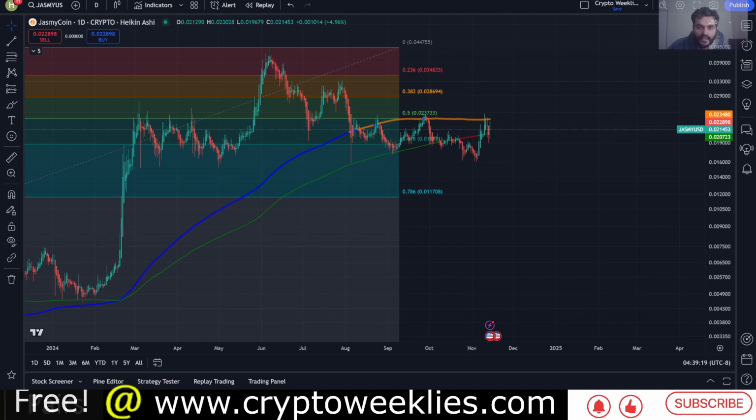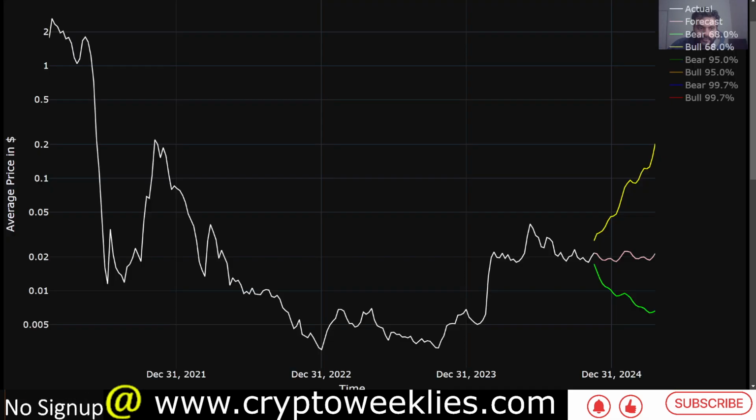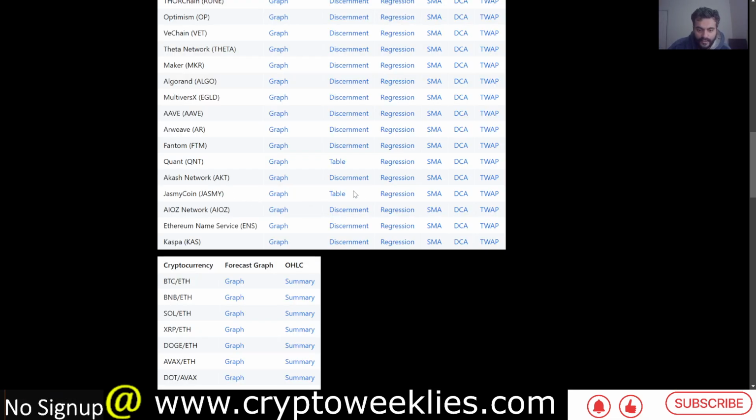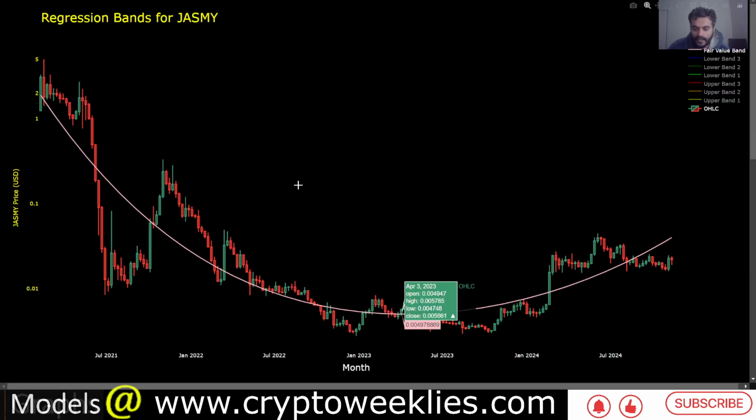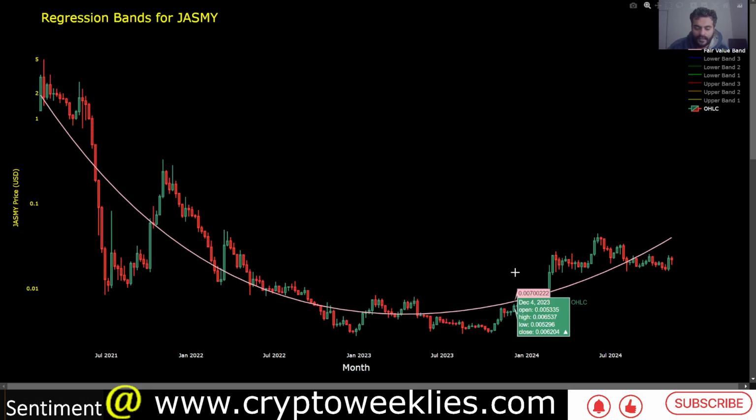In terms of analysis of Jasmy, we have a set of regression as well as accumulation techniques. First we'll go with the regression analysis for Jasmy. These are the weekly candles for Jasmy. On top of these weekly candles, the pink line represents the polynomial regression analysis of Jasmy, a polynomial regression function where the prices have a non-linear relationship with time.